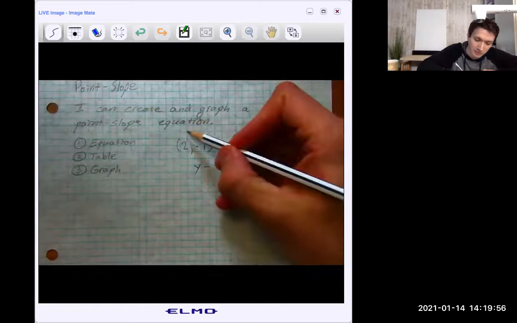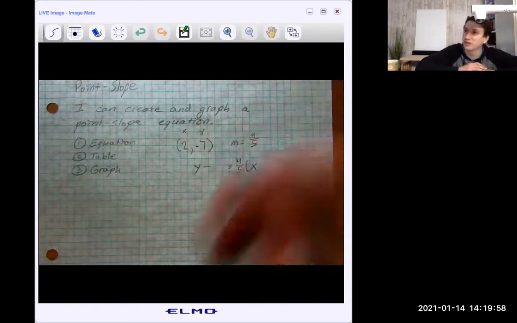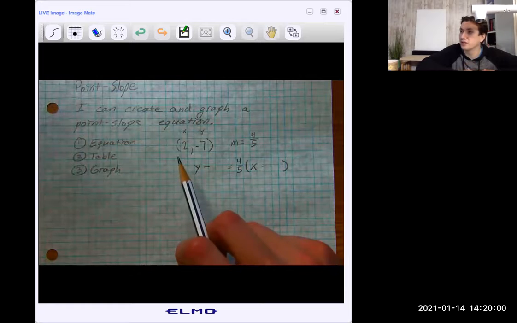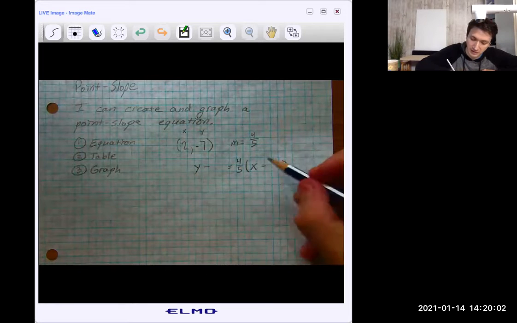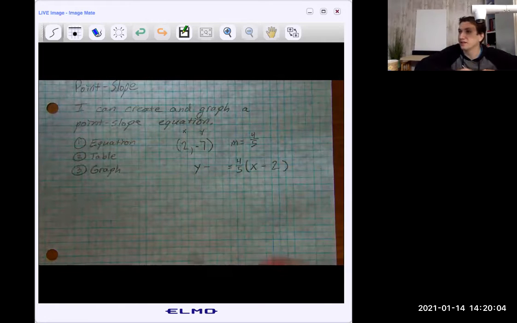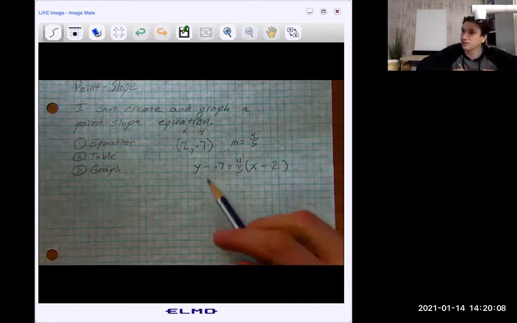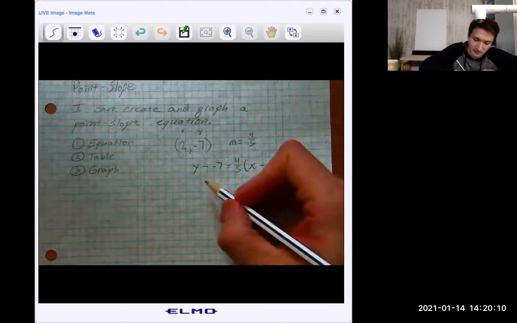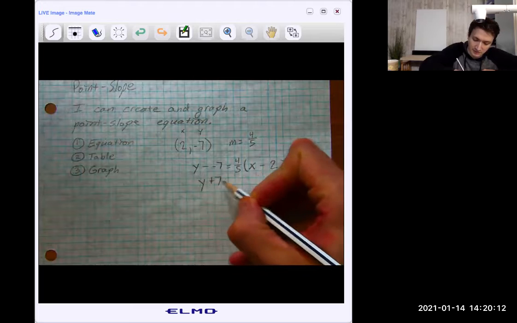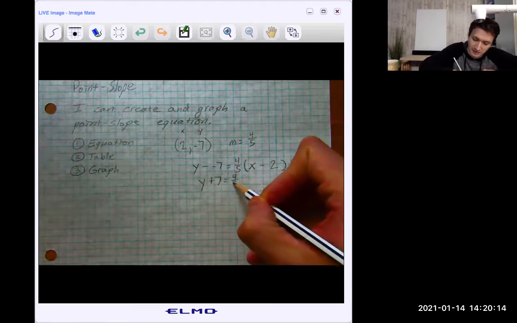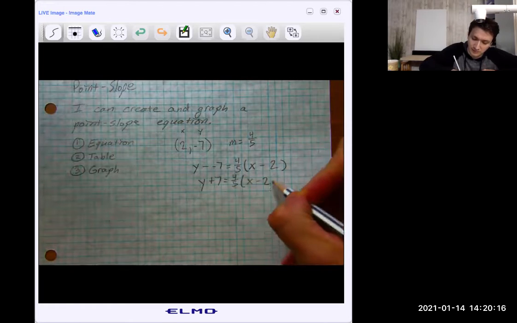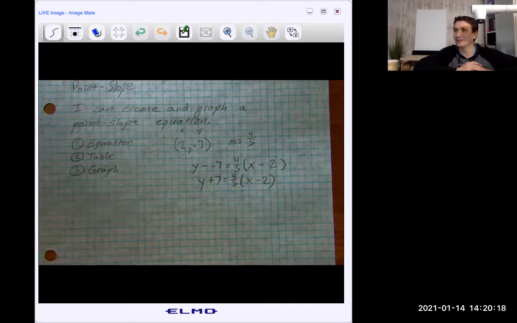Okay, now remember, in your ordered pair, the x comes first. Therefore, this 2 is going to go in my equation over here. And then this -7 is going to go right here. Oh, but wait, we can simplify that. Minus -7 gives us y plus 7 equals 4/5 (x minus 2). Hey, we did the first one. We did a point-slope equation. It's that right there, okay?